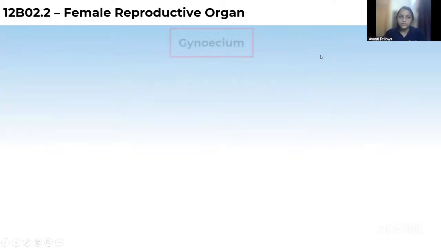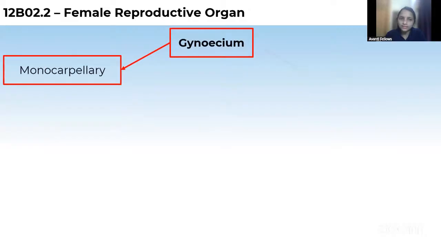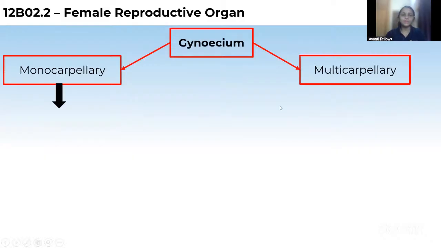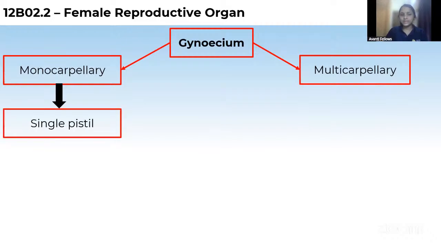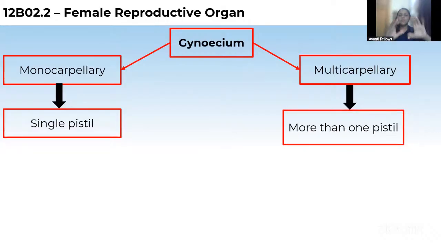Okay, so let us study the female reproductive part. The female reproductive part we also call the gynoecium. Here you can see, guys, the gynoecium may be monocarpellary or multicarpellary. Remember here. Monocarpellary means it has a single carpel, a single pistil. Multicarpellary means it has more than one pistil. We will study about that.